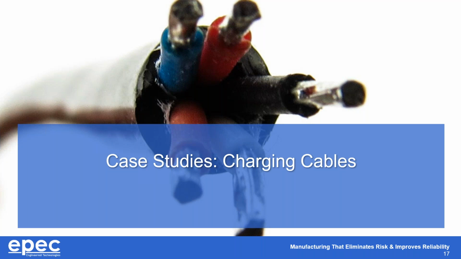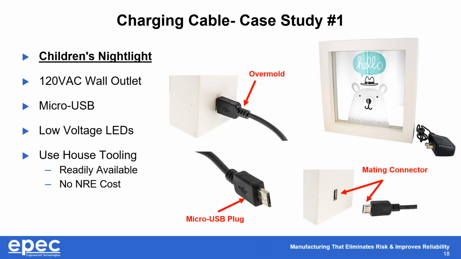Next, we'll touch on our two case studies here about charging cables. This first one is a children's nightlight. And in the upper right-hand corner, you can see it's just a polycarbonate window with some horizontal LEDs and a light strip on the bottom. And when this is plugged in, it turns on and keeps your child happy.